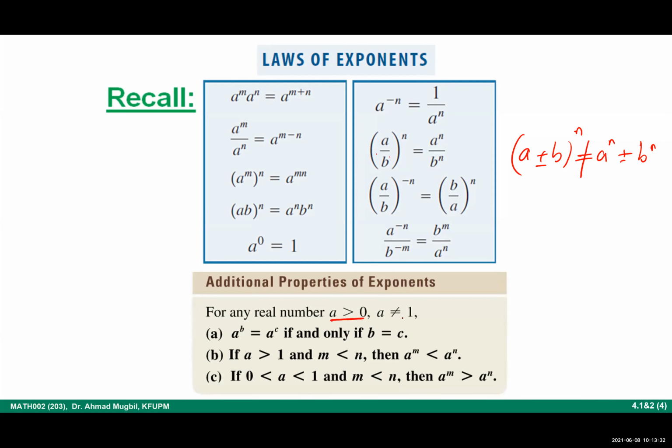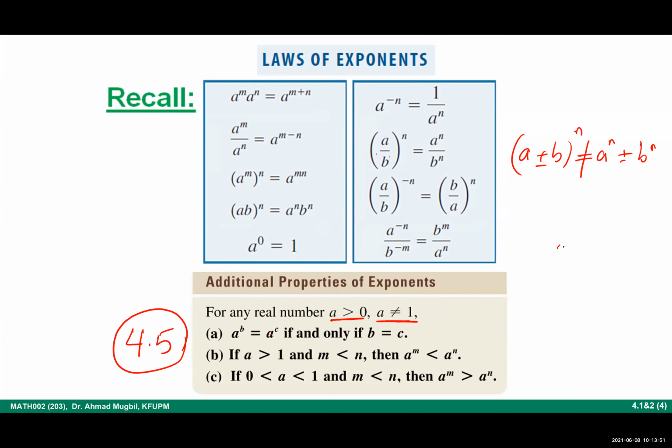Also, we have, ya Shabab, a greater than 0, a is not 1. This will be used in section 4.5 more than here. If you have a to the power b equals a to the power c, so the same base, two expressions equal to each other with the same base, then the exponents are also the same.